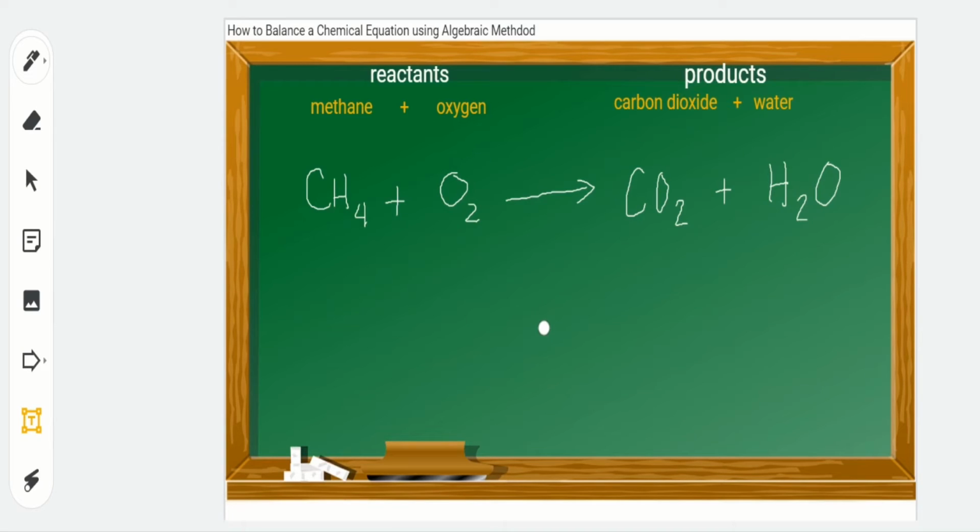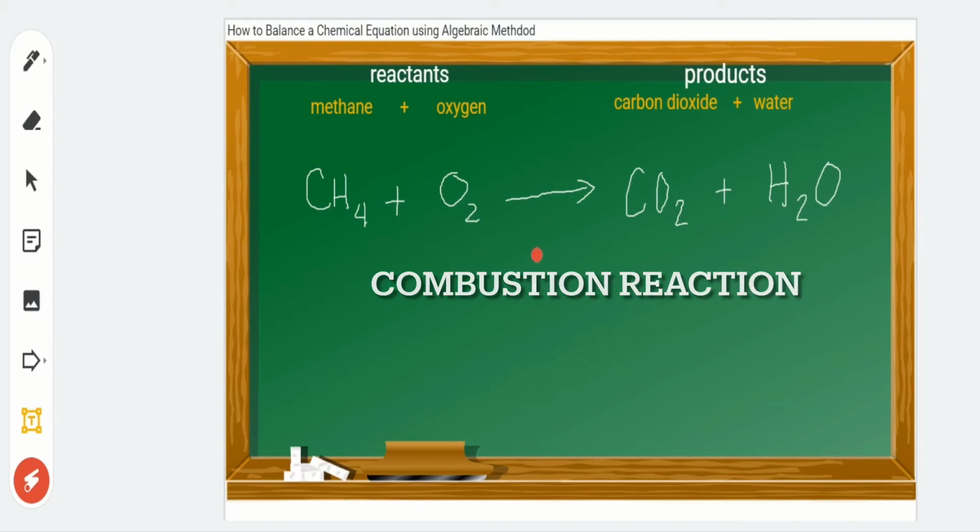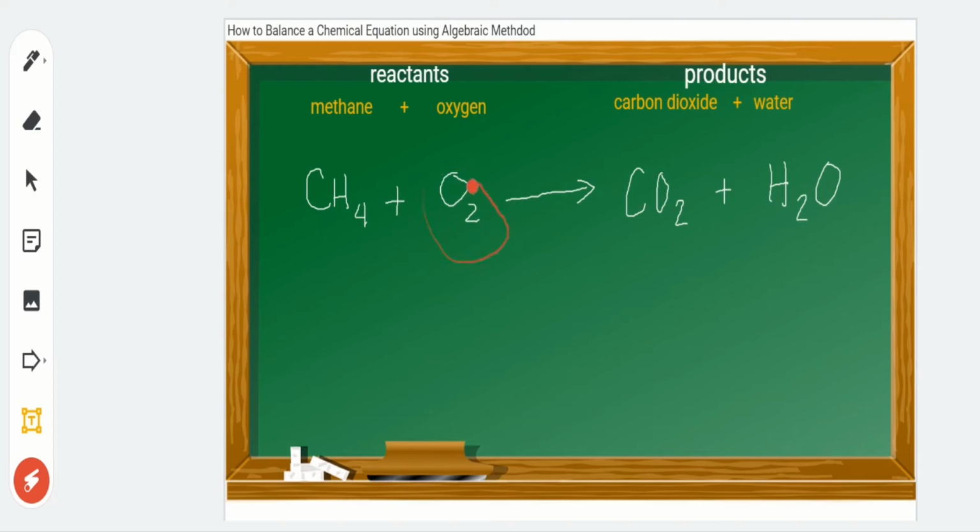Okay, so here's another example in balancing a chemical equation using algebraic method. Okay, so first again, we have to write the chemical equation. So, ito yung example natin dito, meron tayong methane, and it reacted to oxygen, and it forms carbon dioxide, and of course, water. So, this is a good example of combustion reaction since may involvement ng oxygen. And of course, major products ng combustion reaction ay carbon dioxide and of course, water.